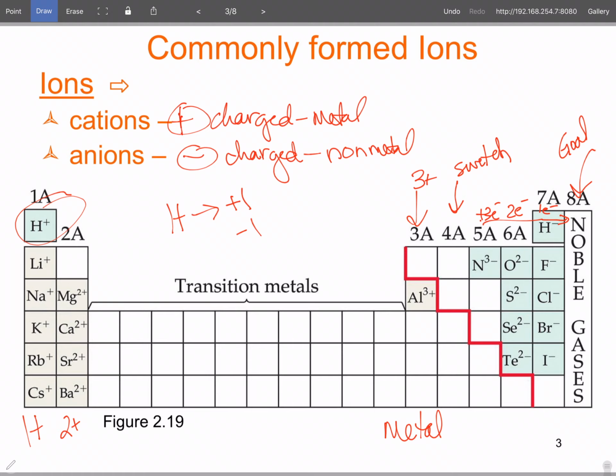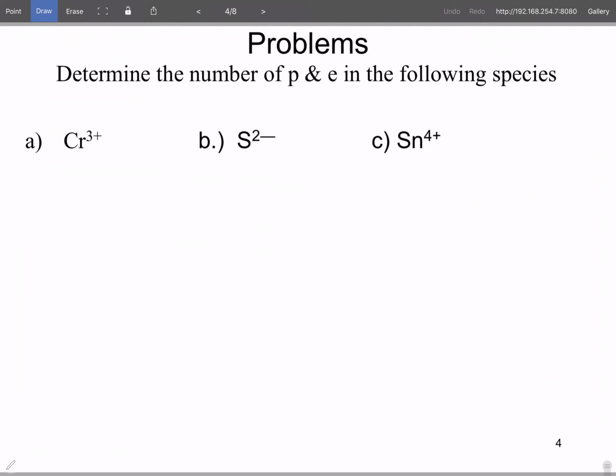Now, as to why we're going to noble gas configuration, we will get to that later. But just if you look at it on the periodic table, this is 1 plus, 2 plus, 3 plus. This is 4 plus or 4 minus, 3 minus, 2 minus, 1 minus. And then the noble gases, remember, do not like to play. So that brings us to how do we count the protons and the electrons.